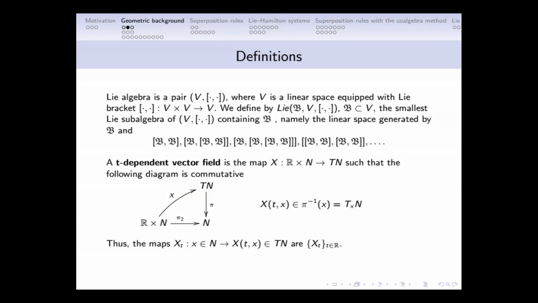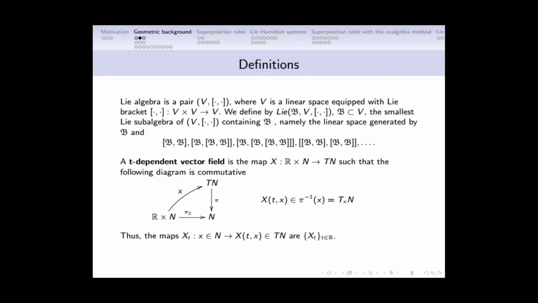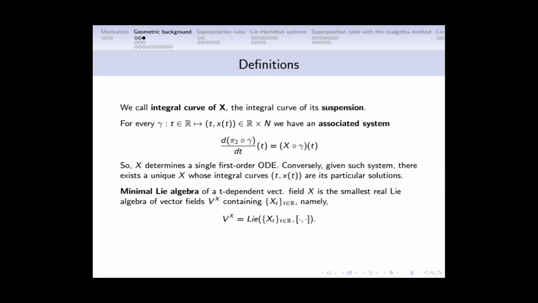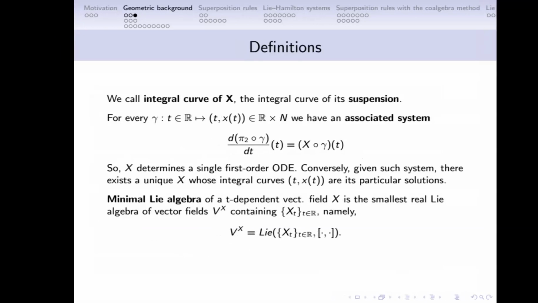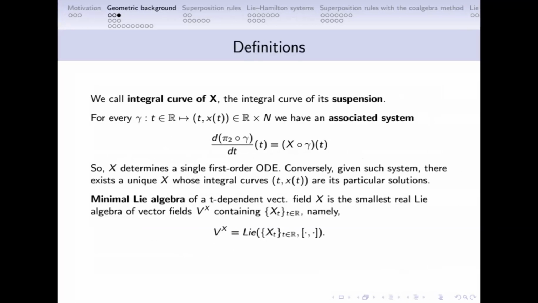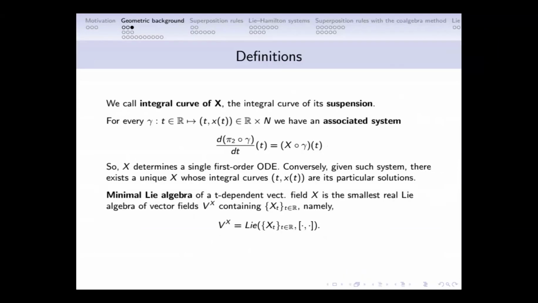So that's a concept that we are going to need to introduce: what is a Lie system. And also an integral curve for a time-dependent vector field is going to be the integral curve of the suspension. The suspension is just the vector field plus the partial derivative with respect to t. That's the suspension. It's usually called this way.